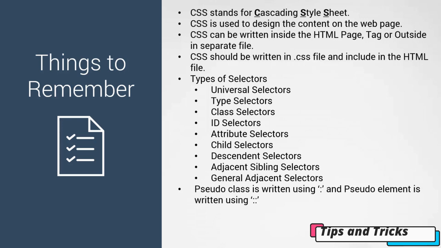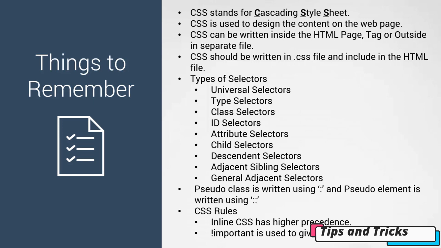Then we have looked at pseudo classes, which is written using a colon, and pseudo elements, which is written using double colons. On the CSS rules, we saw two important rules. First one was inline CSS has the higher precedence. So anything that you write CSS on the tag will get the higher precedence. If you manually want to emphasize that you want some rule to have higher precedence, then you use something called exclamation mark important. That is used to give higher precedence to that particular rule.